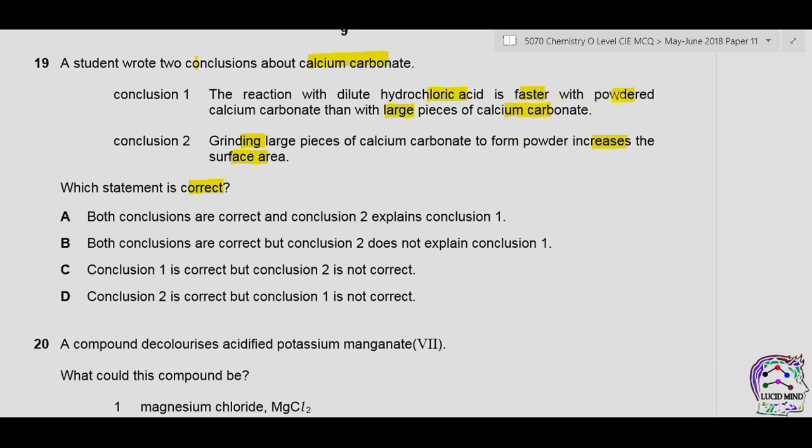Now we know that powdered calcium carbonate has more surface area as compared to large pieces, so conclusion 1 is correct. Similarly, grinding larger pieces will make it powder, so powder would have more surface area, so conclusion 2 is also correct. Now we can say that both conclusions are correct and conclusion 2 explains conclusion 1. The correct answer is therefore A.